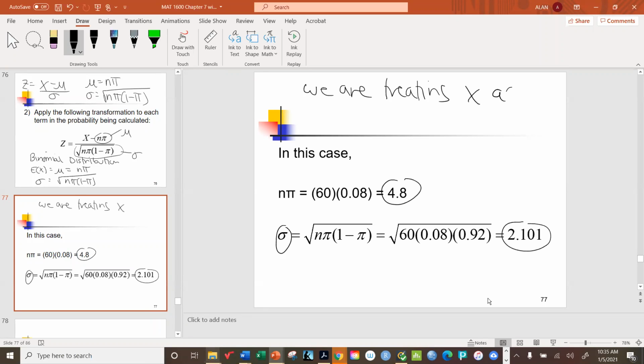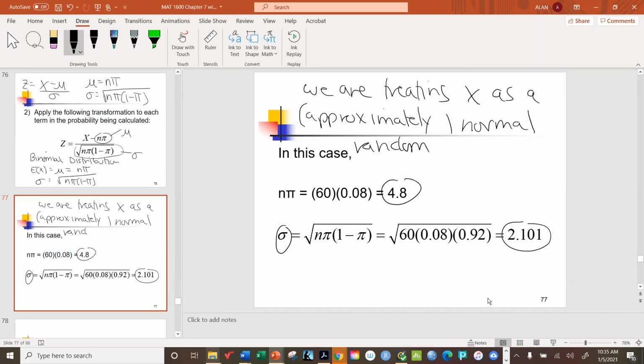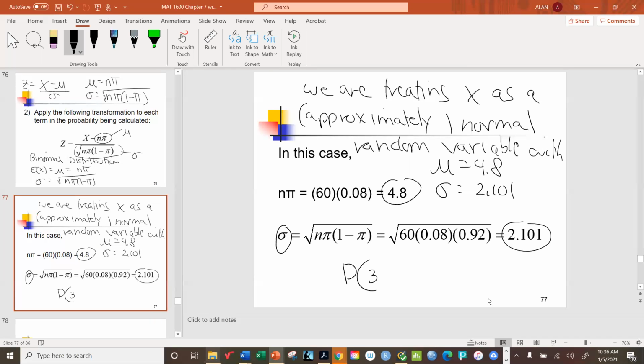x as an approximately normal random variable with a mean of 4.8 and a standard deviation of 2.101, and we're applying it to this interval, 2.5 up to 7.5.